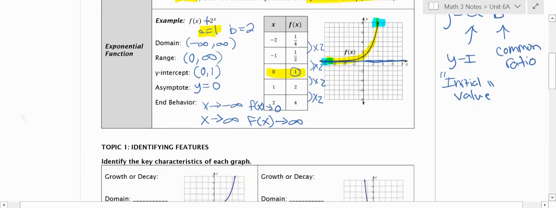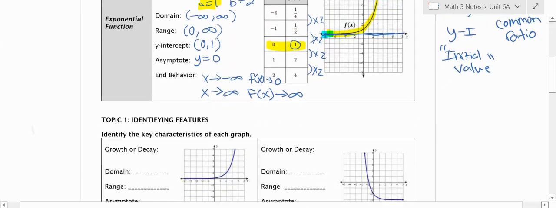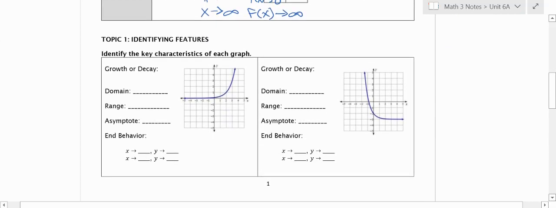So the first section we're going to look at is just identifying our key features, right? So we talk about growth and decay. Again, growth is when we have a b value that's greater than 1. Decay is when we have one that's less than 1, or between 0 and 1. And we can see that from the graph also, when we go from left to right, is it increasing or is it decreasing? So in this first example, when I go from left to right, I can see this graph is increasing. So it's going to be a growth, I circle growth.